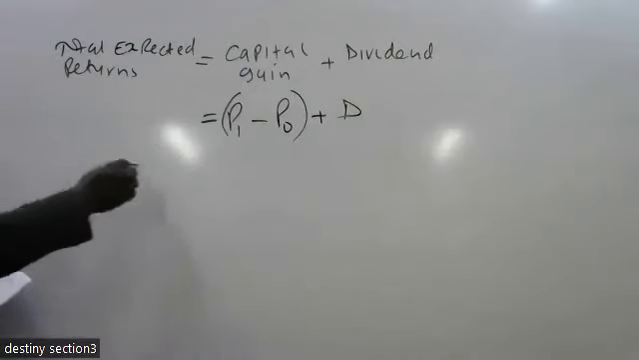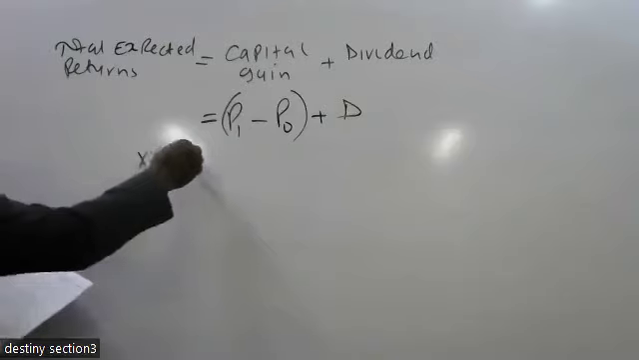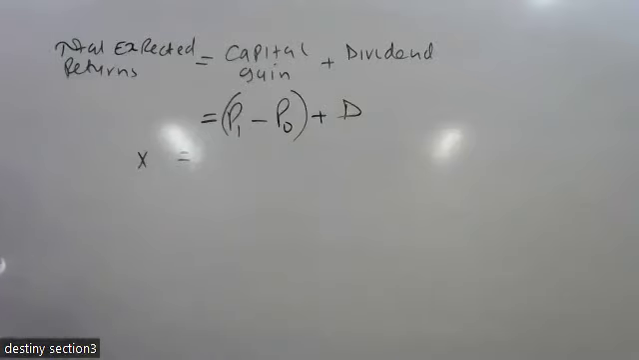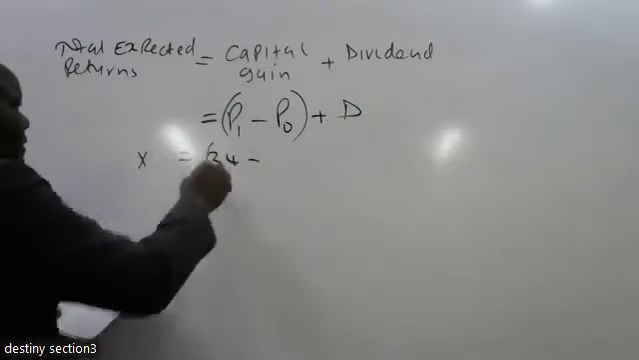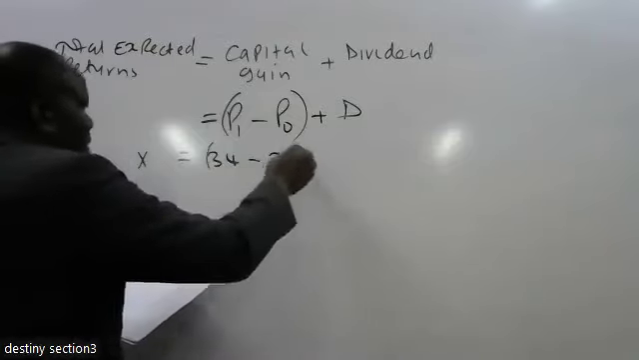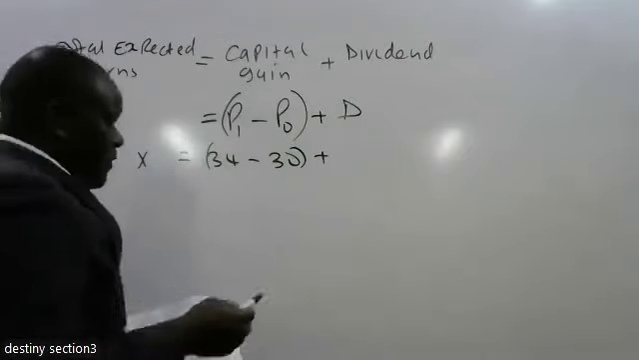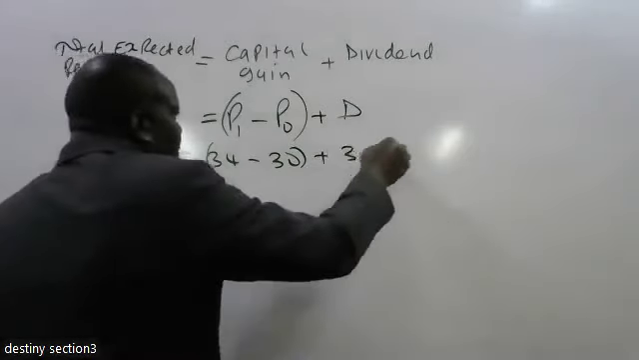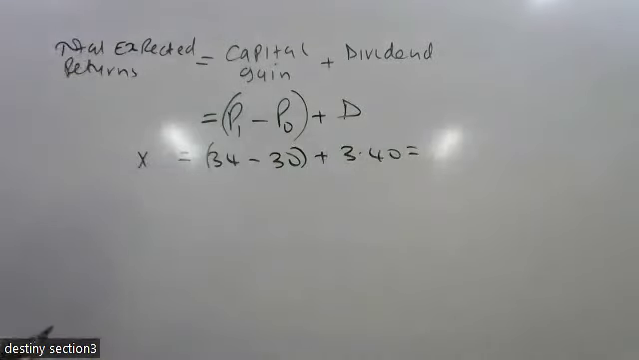We start with the one for share X. For share X, ending price is 34, beginning price is 30. Then you add the dividend, which is 3.40. That is now for X.